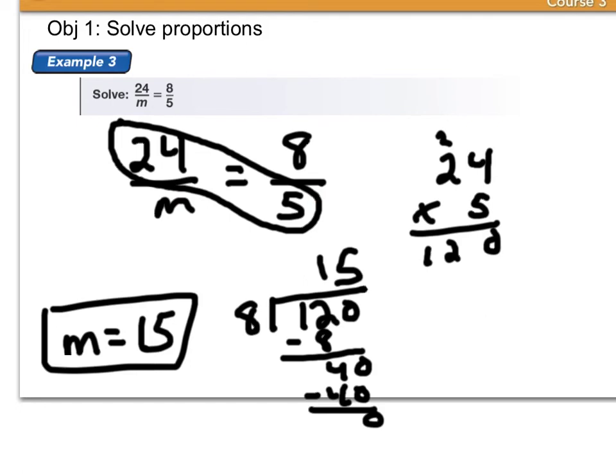Well, we could check that if we wanted to. If I put 15 in for M, 24 divided by 3 is 8, and 15 divided by 3 is 5. So those two fractions are equal to each other. Alright, let's do one last example.